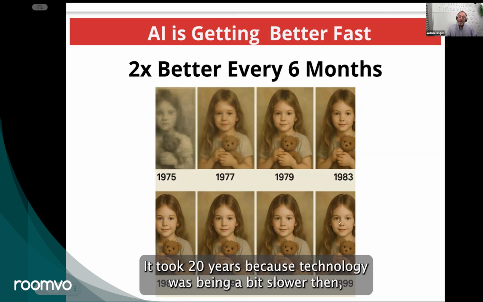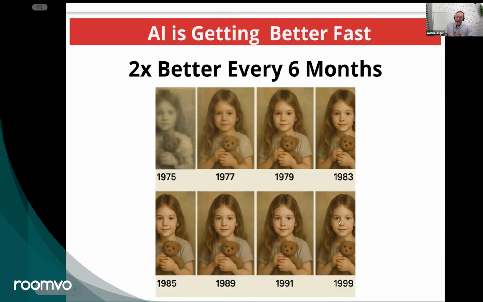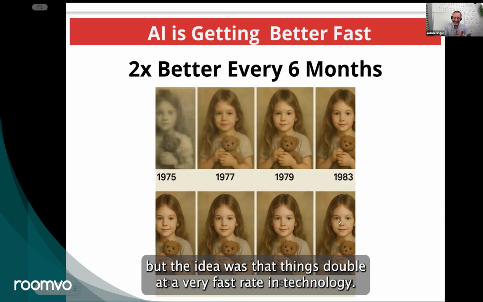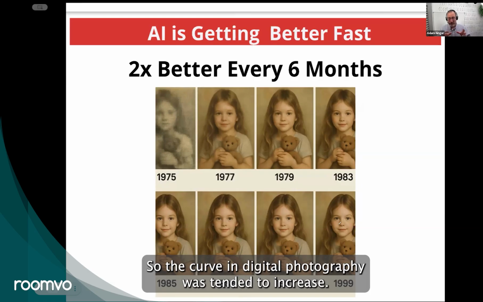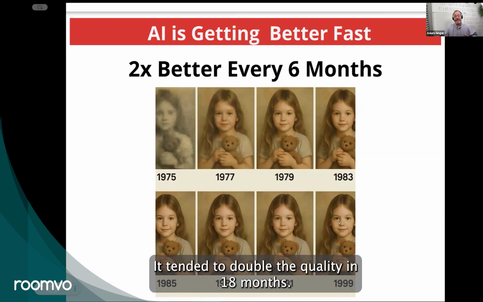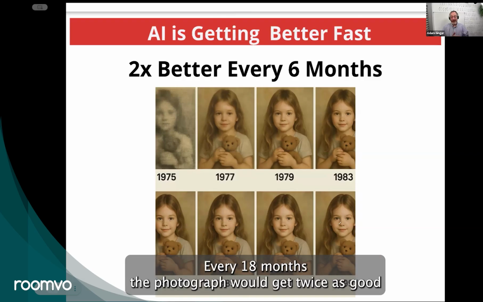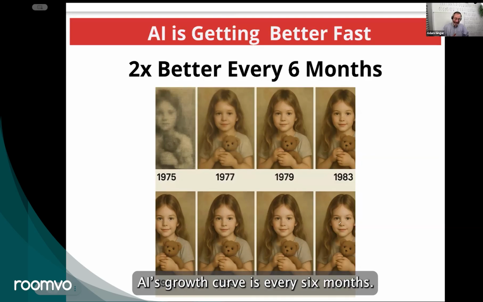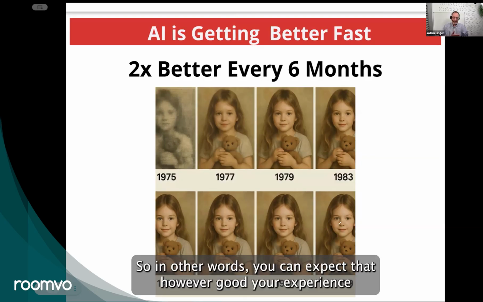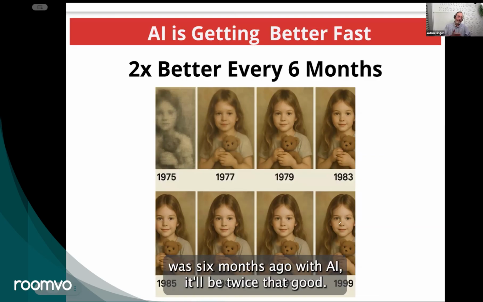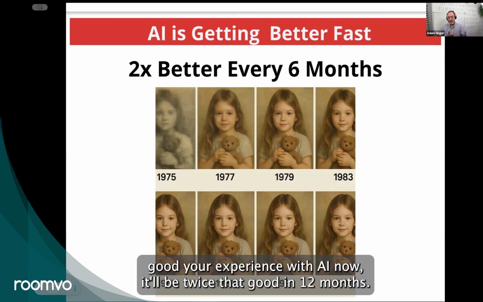It took 20 years because technology was moving a bit slower then, but the idea was that things double at a very fast rate in technology. So the curve in digital photography was to double the quality every 18 months. AI's growth curve is every 6 months. So you can expect that however good your experience was 6 months ago with AI, it'll be twice that good now. However good your experience is with AI now, it'll be twice that good in 12 months.